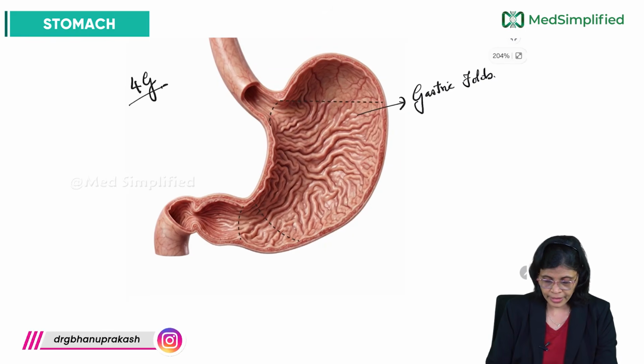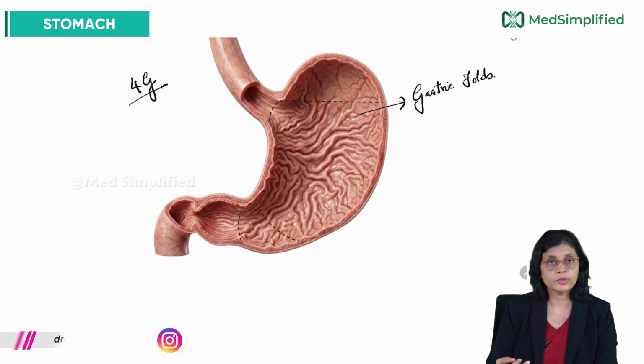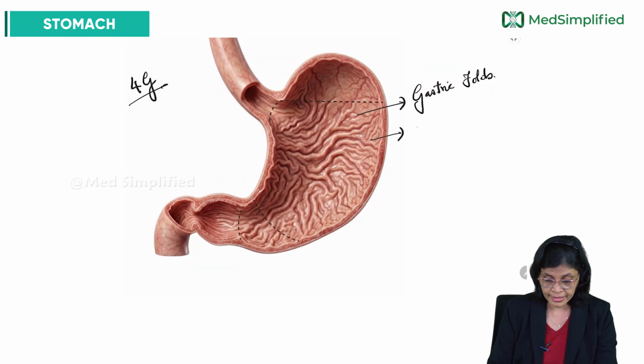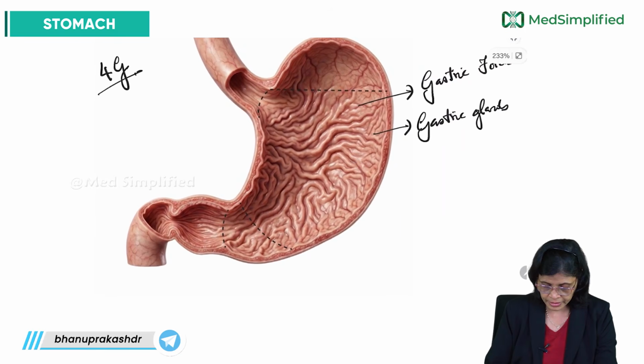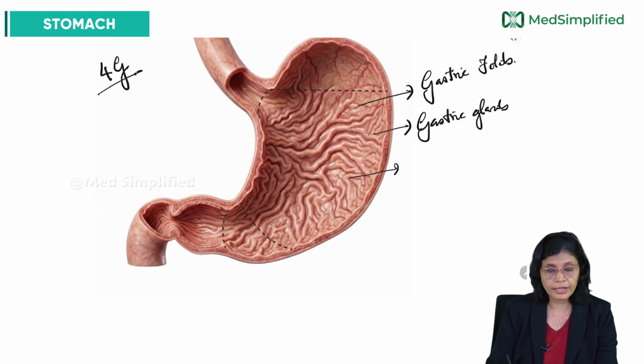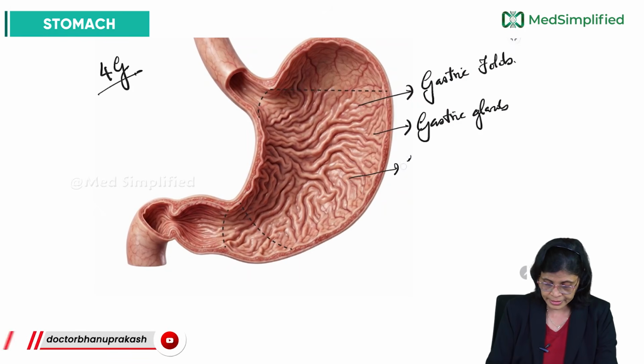Then within this mucosa, beneath that in the submucosa and the mucosa, we have the gastric glands. Gastric glands are present, which may not be visible in the gross specimen, and if we see very closely there will be some pits, where these gastric glands will appear, a small pit-like appearance. That is the gastric pits.